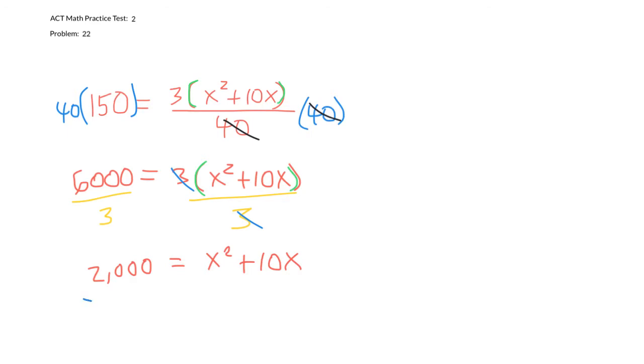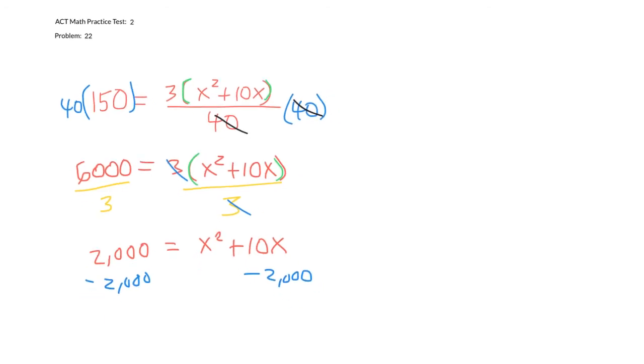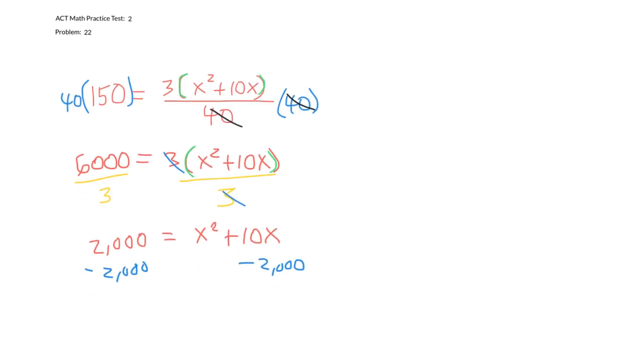So we're going to subtract 2,000 from both sides. And what do we end up with as a result? Well, clearly we end up with this turning into a 0. And then we're going to have x squared plus 10x minus 2,000.